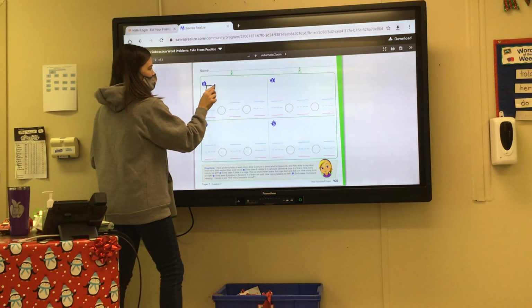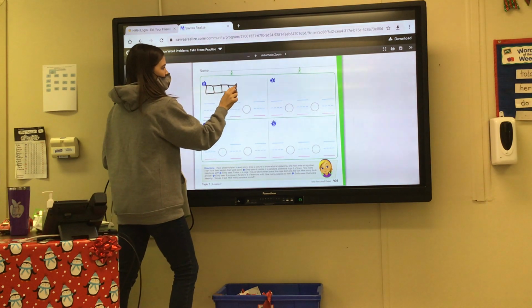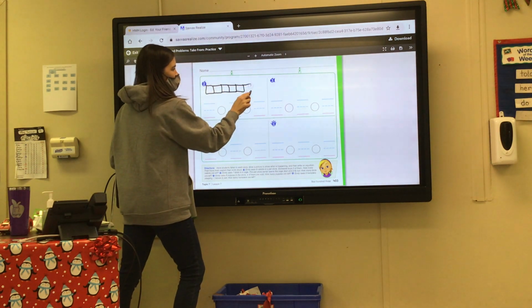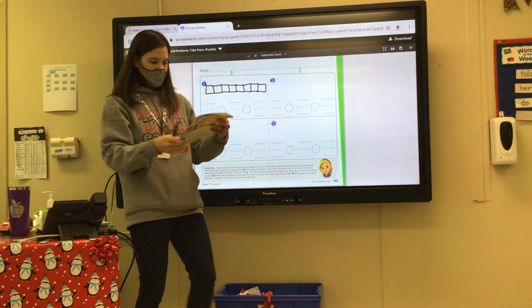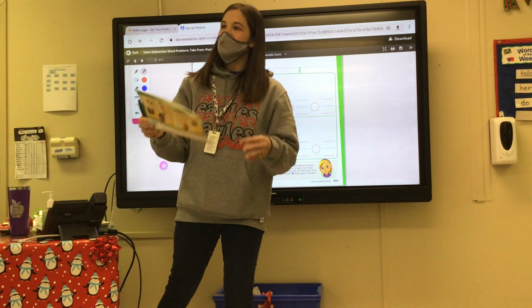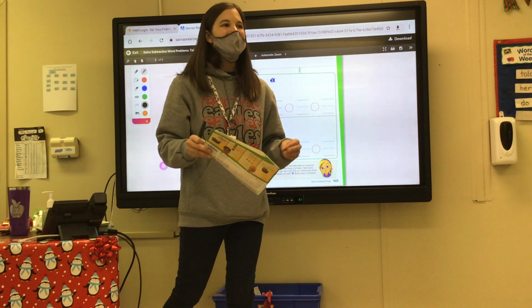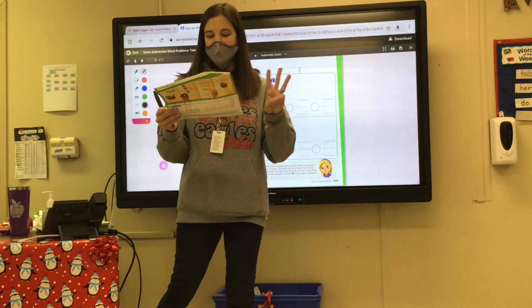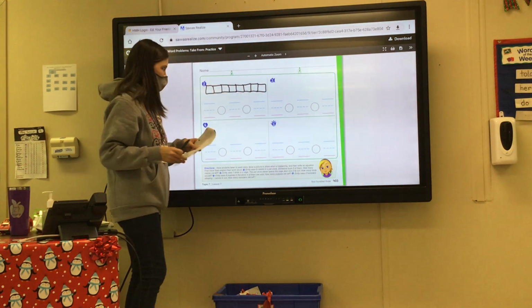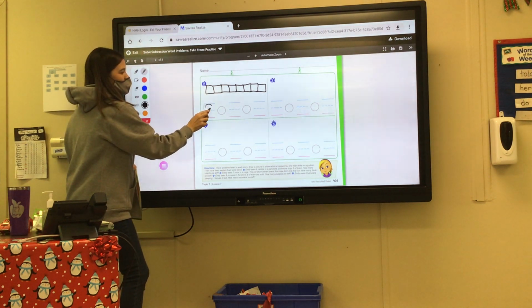1, 2, 3, 4, 5, 6, 7, 8. So Emily sees 8 rabbits at a pet store. Someone buys 3 of them. How many rabbits are left? So we started out with how many? 8 altogether.